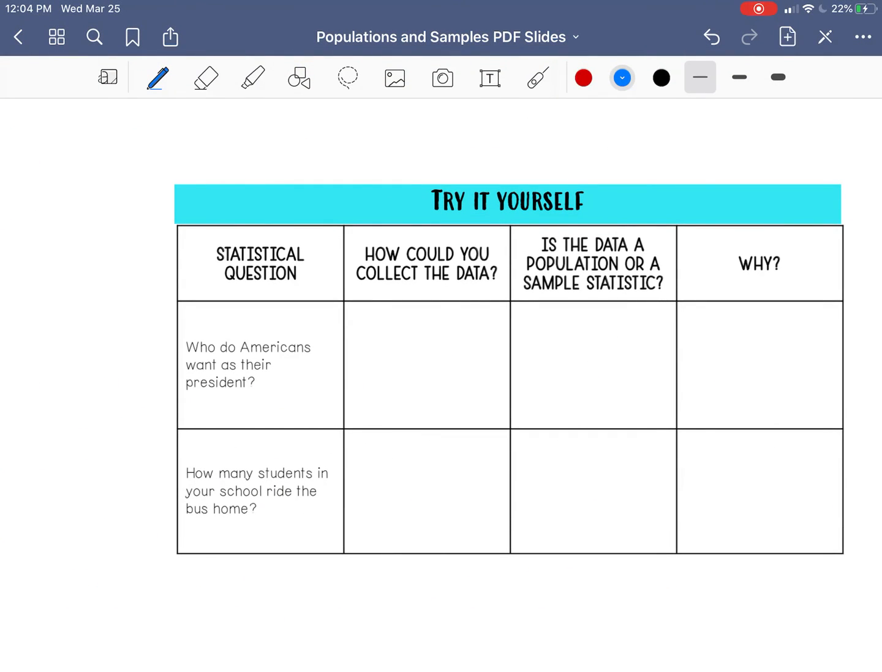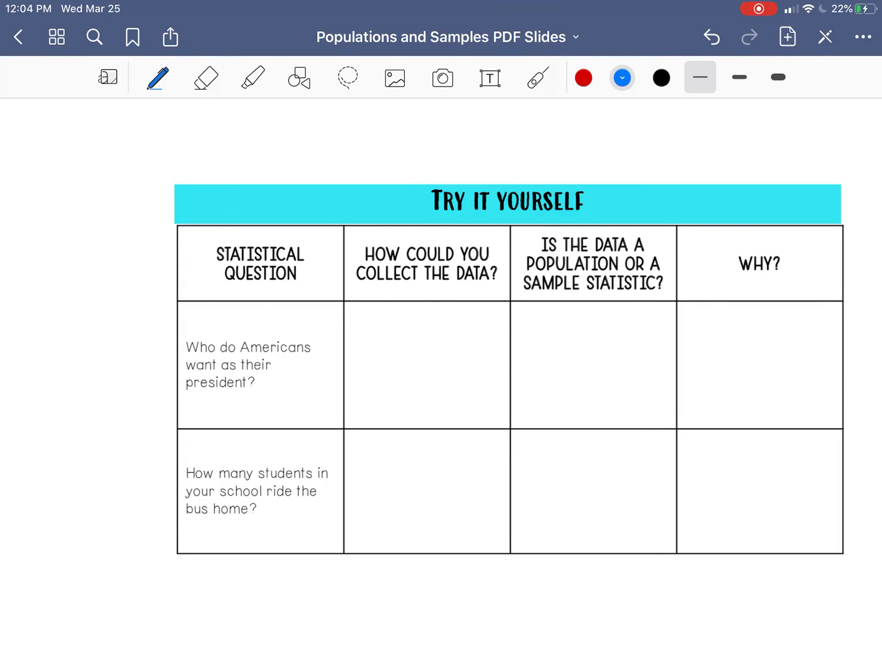Finally, I want you to pause this and try it for yourself. Just see if you can look at the given question. How would you collect that data? Think about, would that be a population or a sample statistic, and how do you know? So push pause and then we'll be back.